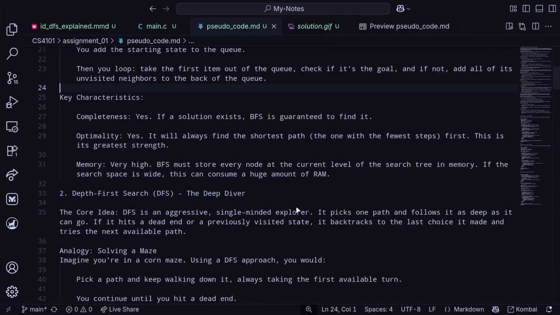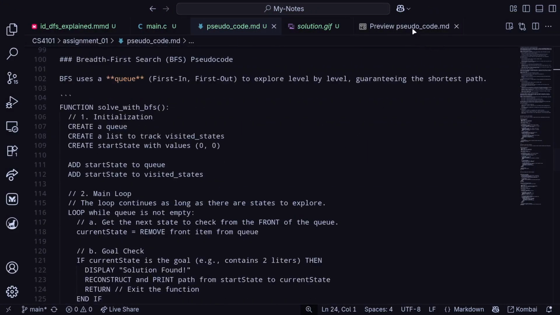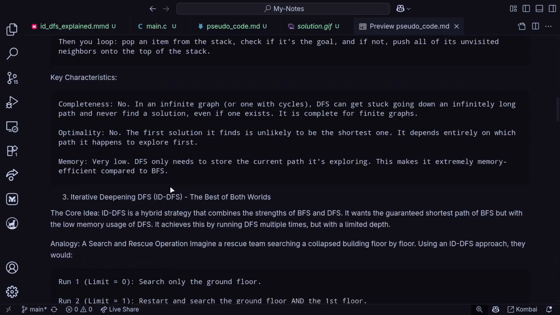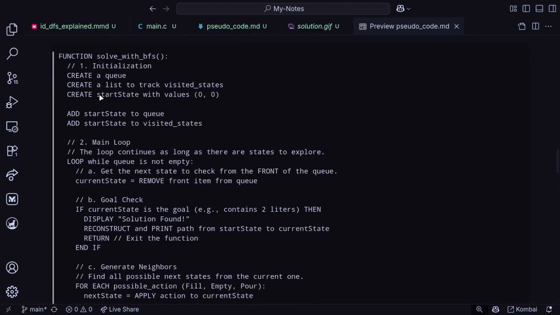Let me go back to here. Let me show you the pseudo code for it. I think I should have it in a preview mode. So it should be here. Yes. So you first create a queue, and you create a list to track the visited states. Then you start the state with the values 0, 0. Then you add this beginning state to the queue, and then you add the start state to the visited states because you have already visited that state.